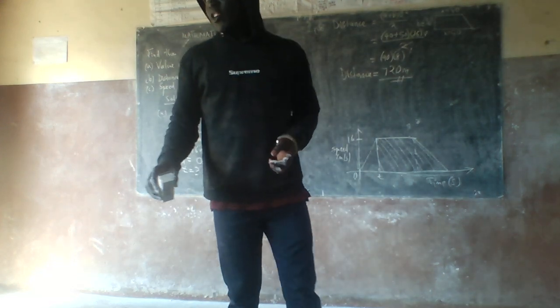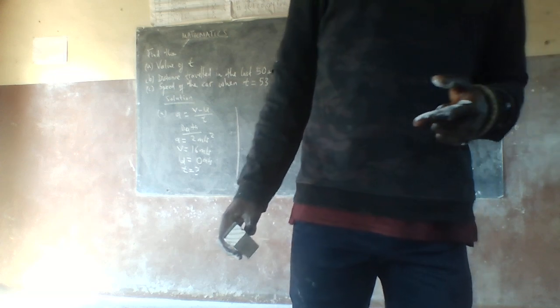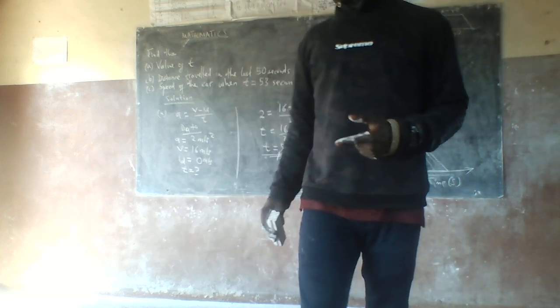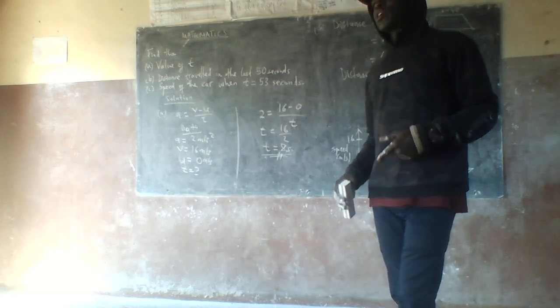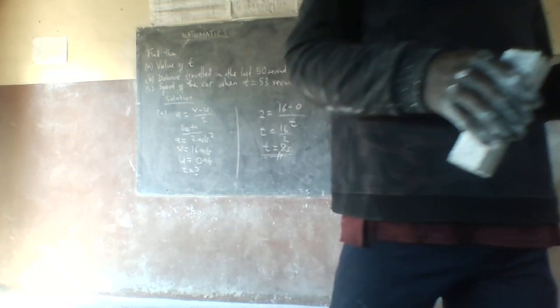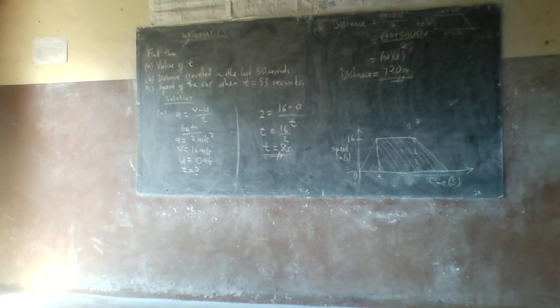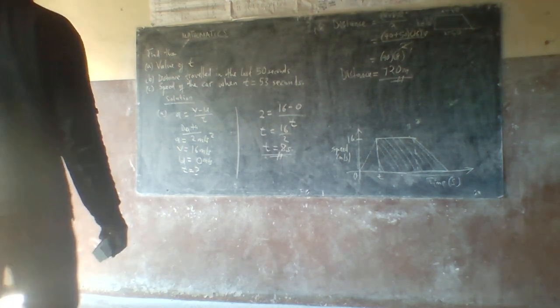So to calculate the distance under the speed time graph, you need to identify the shape which has been formed. After you identify the shape, then come up with a formula that you can use to calculate the area. So the distance under the speed time graph, you will say distance is the same as the area of the region which has been covered. That's how that one goes.